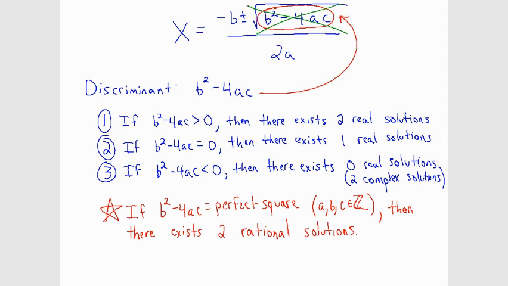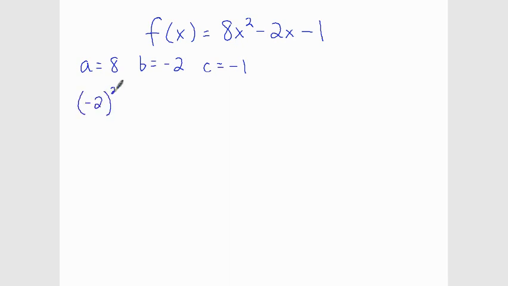So let's go ahead and look at our original quadratic, 8x squared minus 2x minus 1. Let's go ahead and just find the discriminant of this alone. So a is equal to 8, b is equal to negative 2, and c is equal to negative 1. So b squared would be negative 2 squared, and I'll write it up here, b squared minus 4ac, to remind us what the discriminant formula is. Okay? Minus 4 times a, which is 8, times c, which is negative 1.